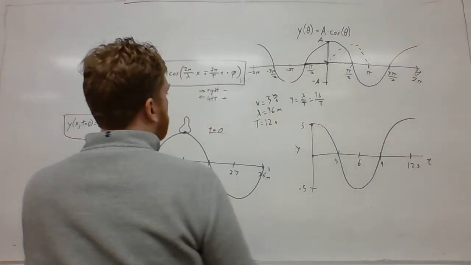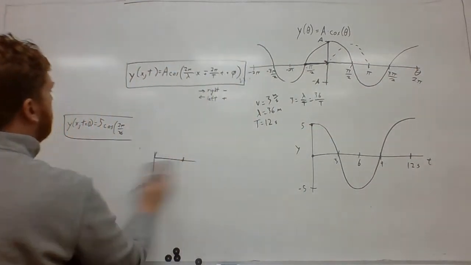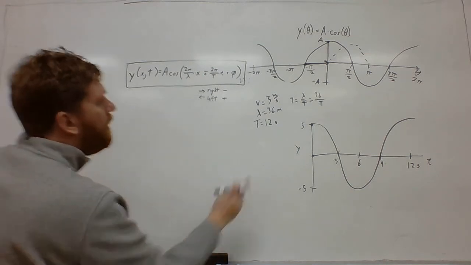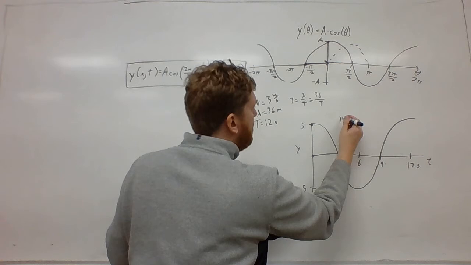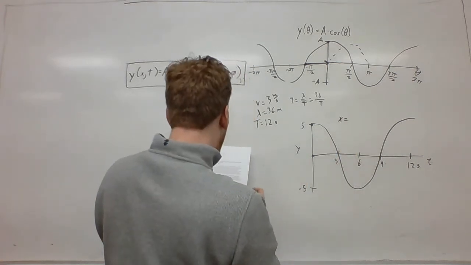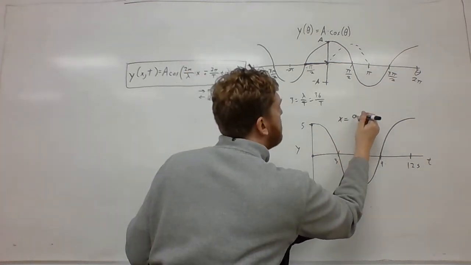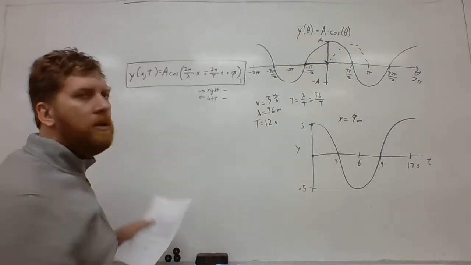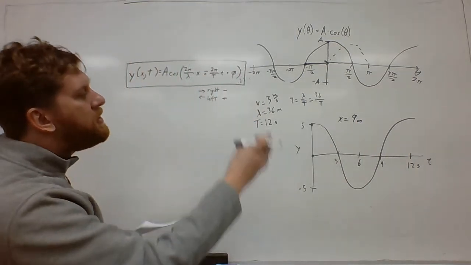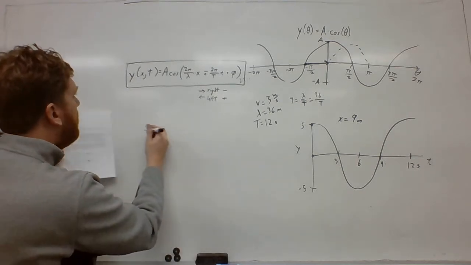I'm going to erase this graph while we do it. This graph, I better write one more piece of information to make this complete. This is taken at position x equals 9 meters. That's where our buoy is located. So this entire graph is located at the position of the buoy, and we're seeing its displacement versus time.